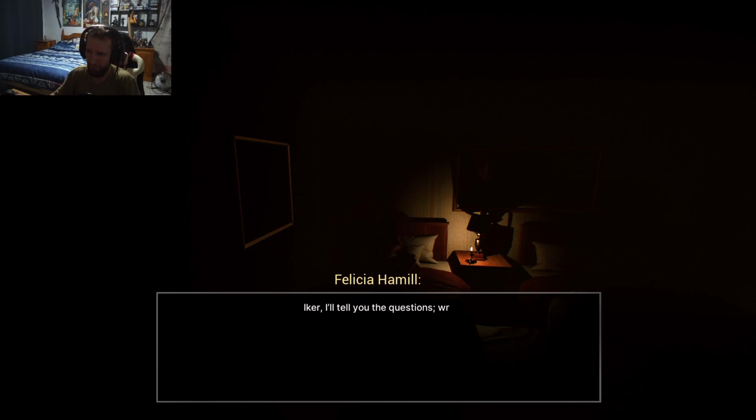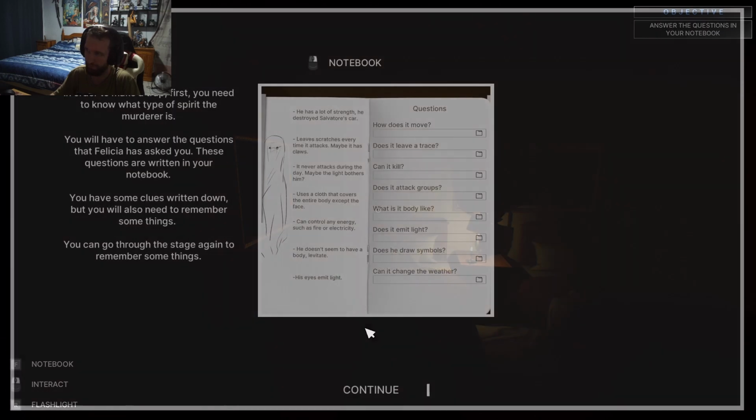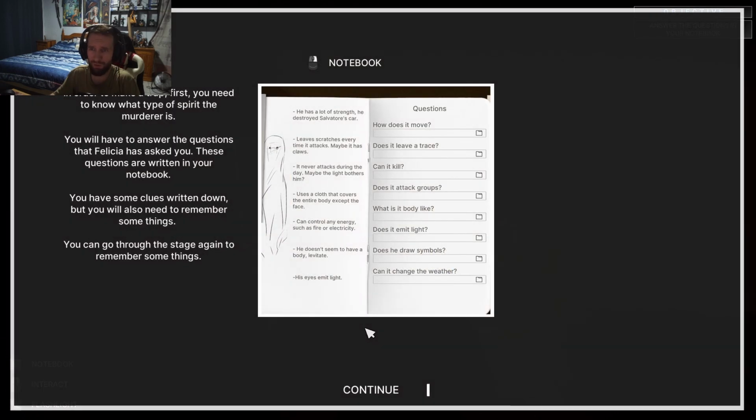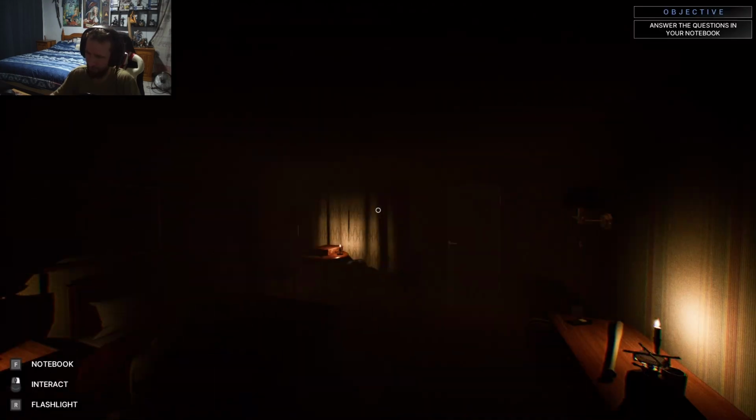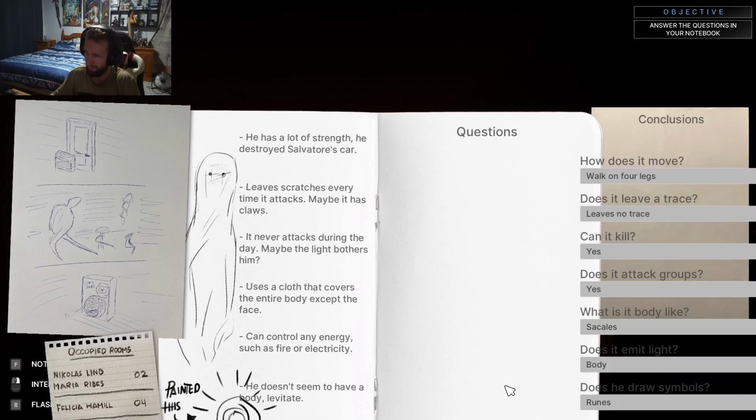Iker, I'll tell you the questions. Write them down so it'll be easier to figure out what kind of trap we need to set. Okay. In order to make a trap, first we need to know what type of spirit the murderer is. You'll have to answer the questions Felicia has asked you. These questions are in your notebook. You'll have some clues written down, but you also need to remember something. You can go through the stage again to remember things. You answer stuff in the notebook.